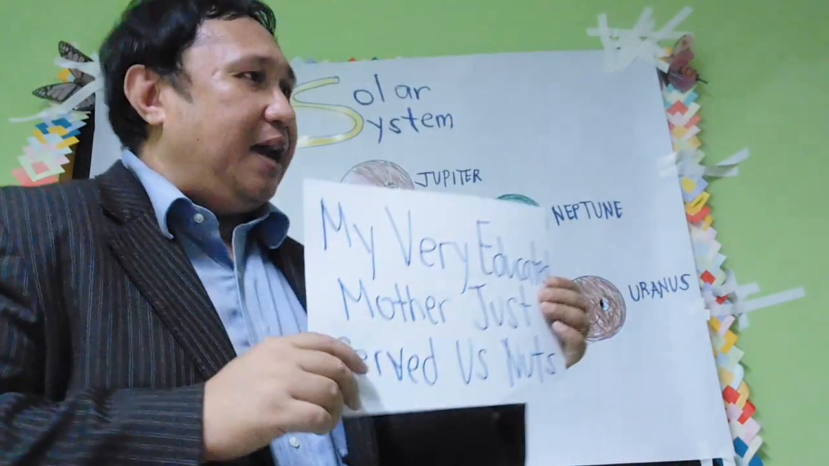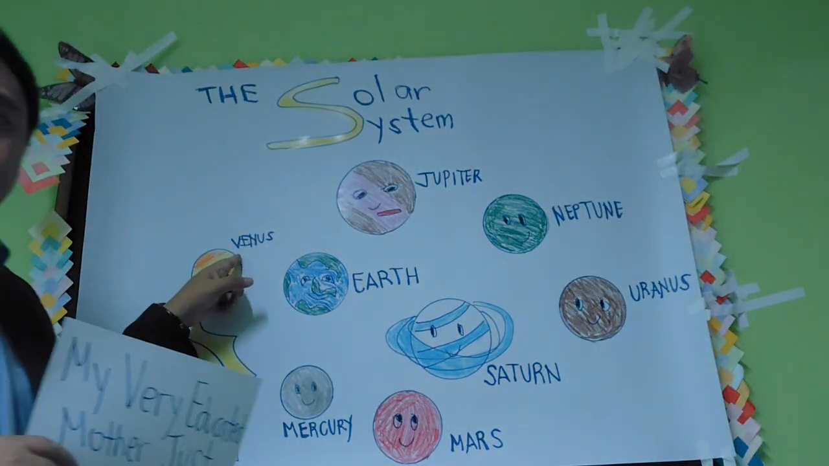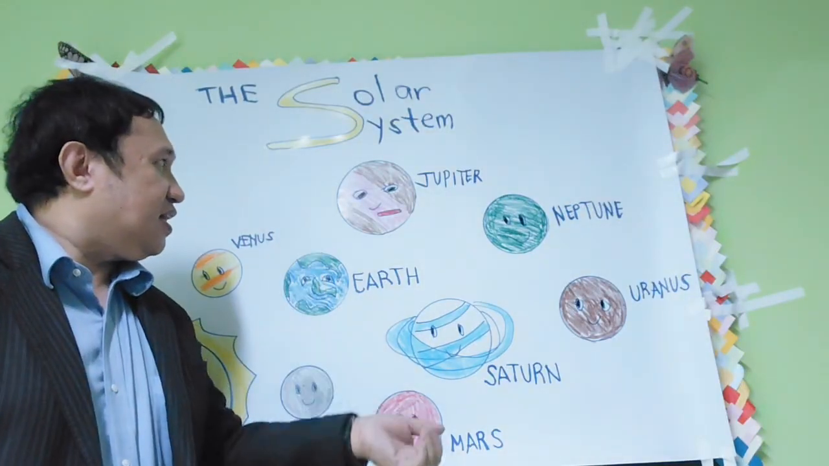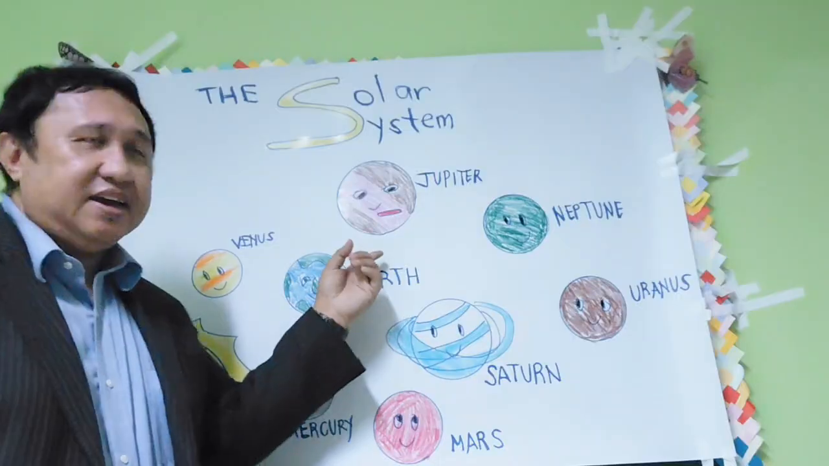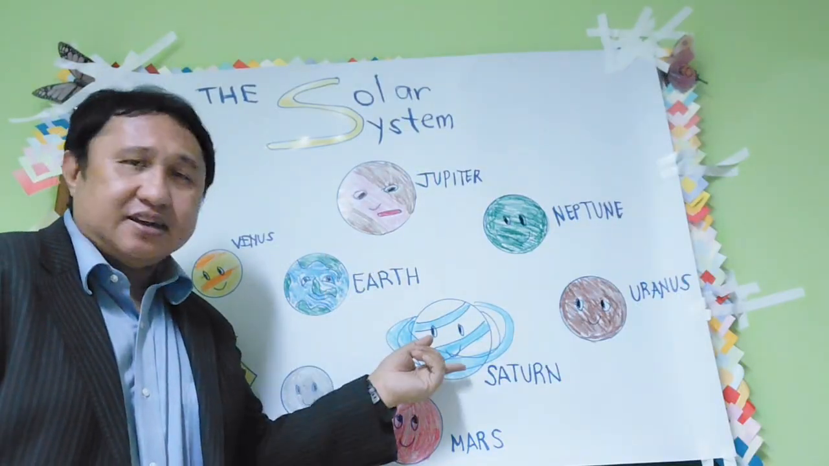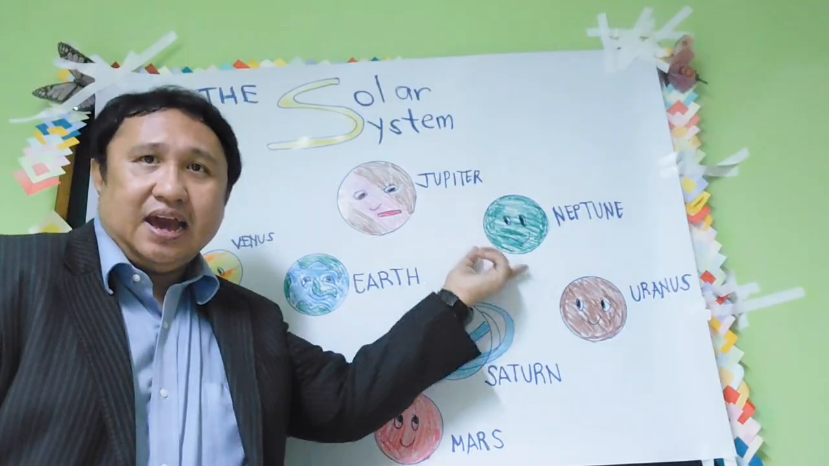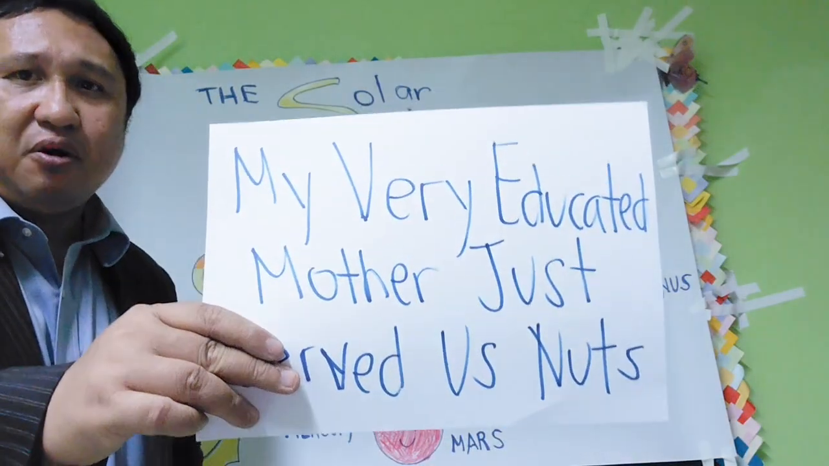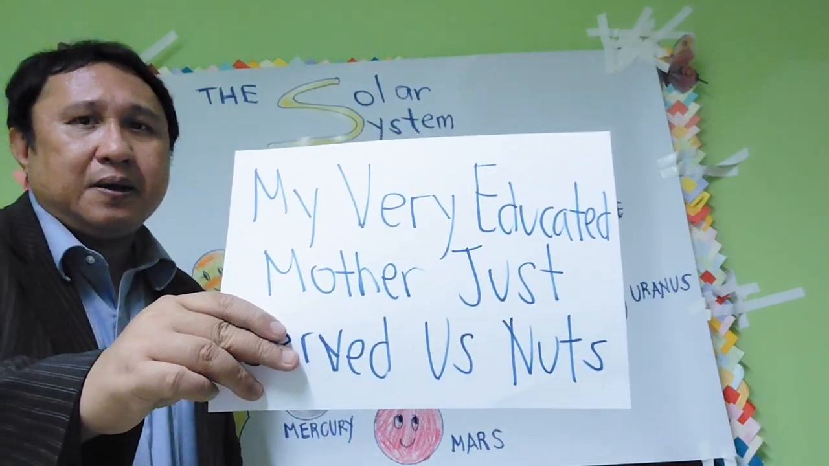So we have M for Mercury, V for Venus, E for Earth, M for Mars, J for Jupiter, S for Saturn, N for Neptune, and U for Uranus. So that is the acronym or the mnemonics. My very educated mother serves us nuts.